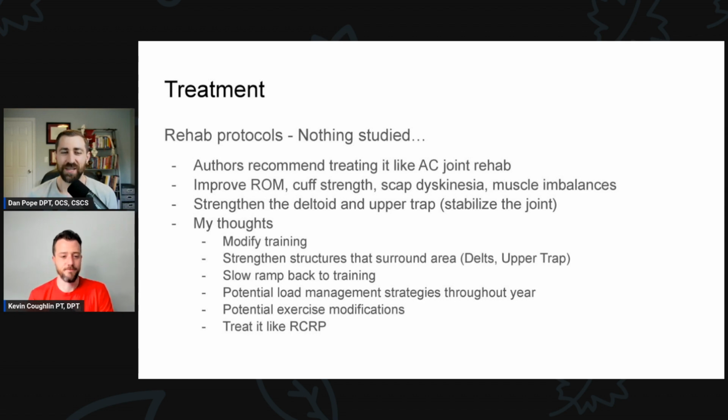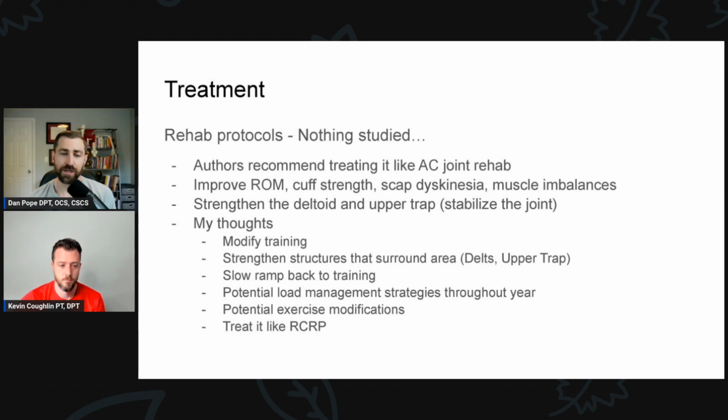So going back to treatment, were any rehab protocols useful in the medical literature? Nothing studied, right? So what the authors of this paper recommended was to treat this like an AC joint injury, which I think you can do, right? It makes some sense. My big caveat is to keep in mind these folks are weightlifters. AC joint sprains are common in other sports, so hockey, lacrosse, people getting checked, falling, separating the AC joint. What they're trying to get back to is going to be very different than a powerlifter.